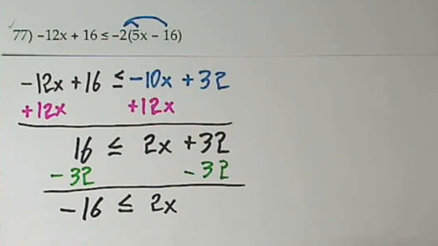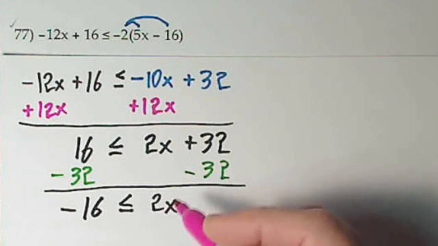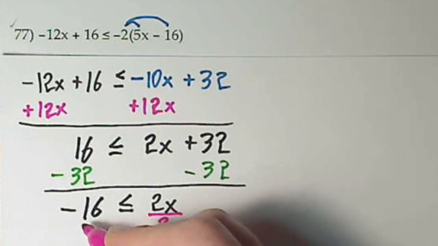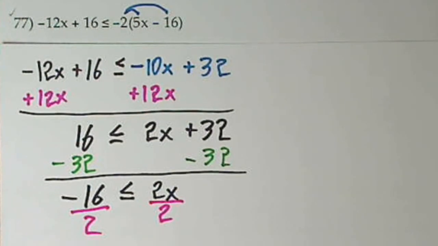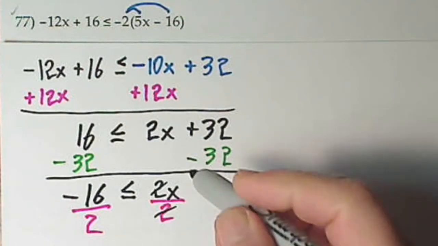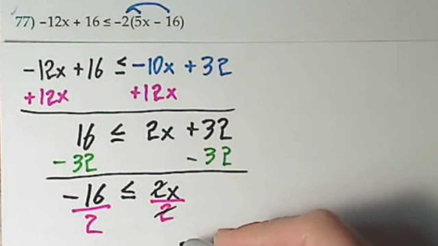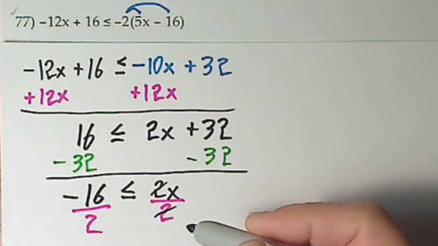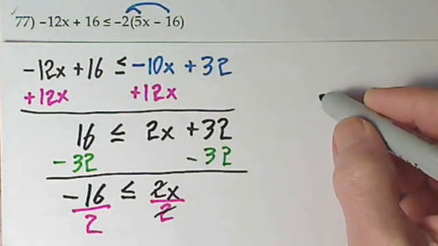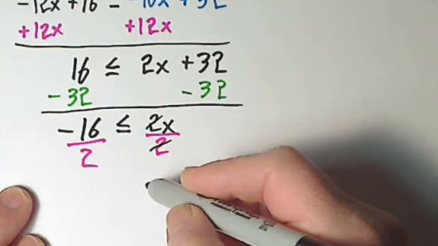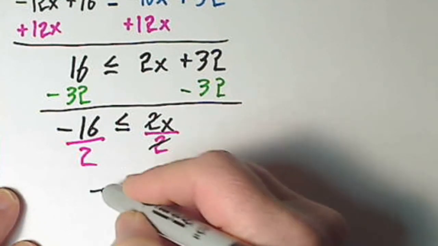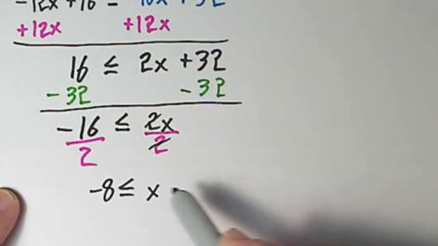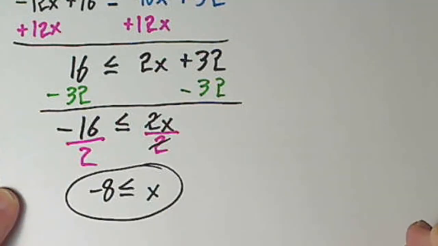And one more step now. To get rid of this 2, it's held by multiplication. I'll use division. Starting to run off our page here. And 2 goes into 2 once. So you end up with, I'm going to write it over here. Well, I'll do it twice. You end up with x is greater than or equal to negative 8. So that's our solution.